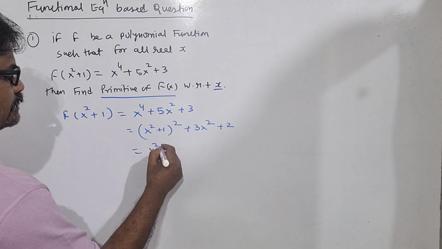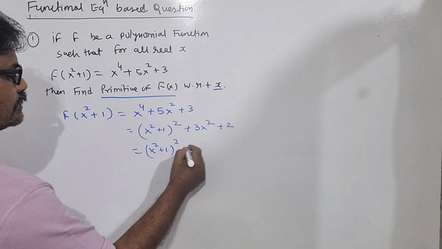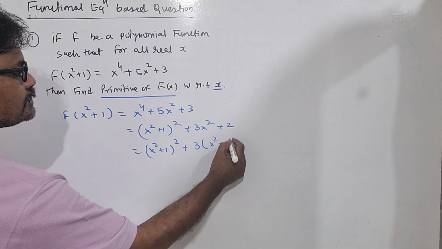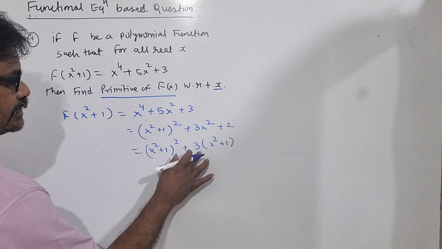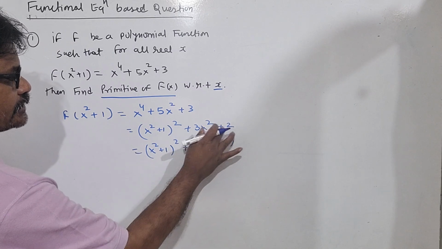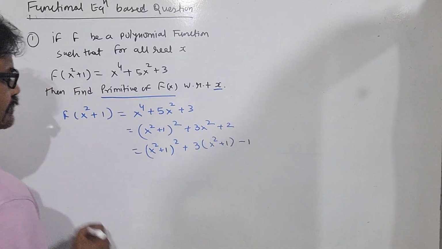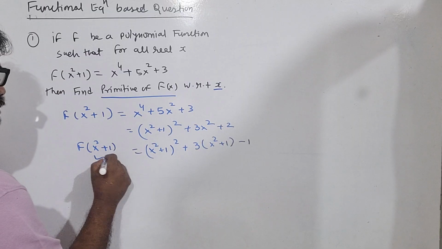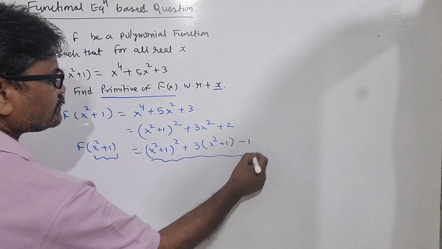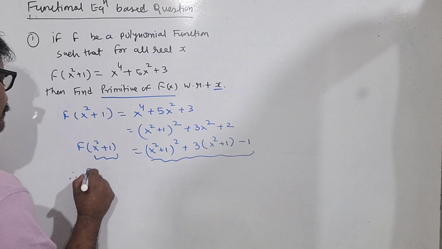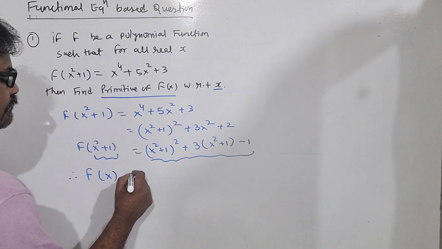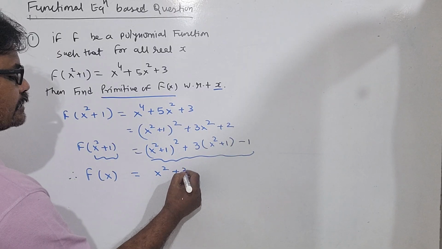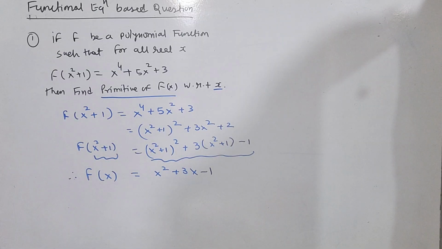So this is (x square plus 1) whole square. Here I will also take 3 common, so this is 3 times (x square plus 1). This is 3x square plus 3, but here it is plus 2, therefore minus 1. Now I have the output. This is the input and this is the output. Therefore, I can write in standard form the function f of x is x square plus 3x minus 1.